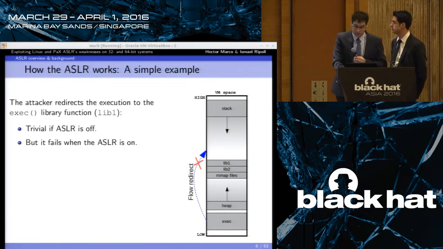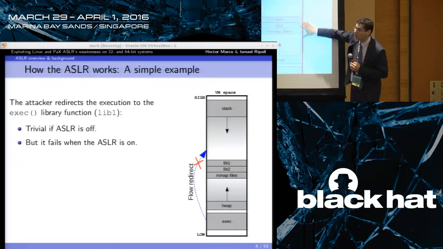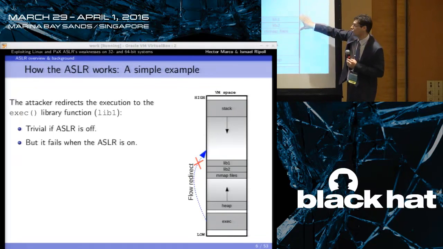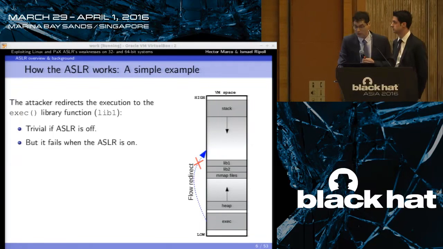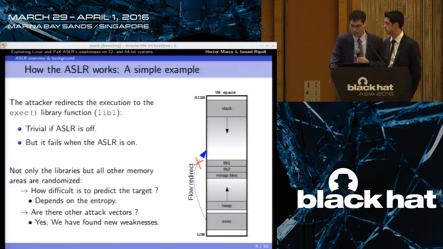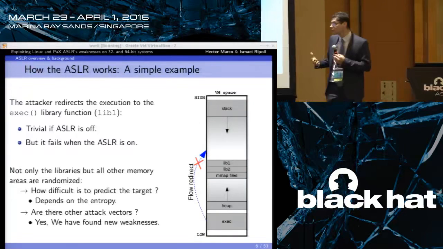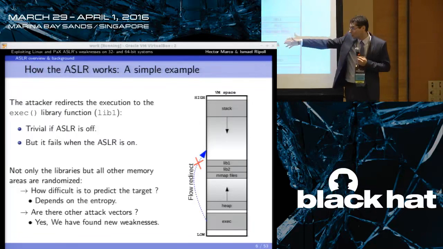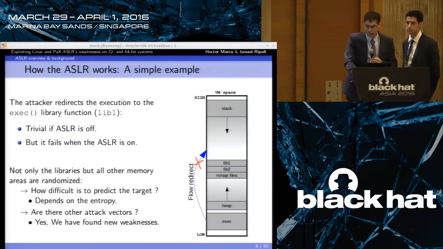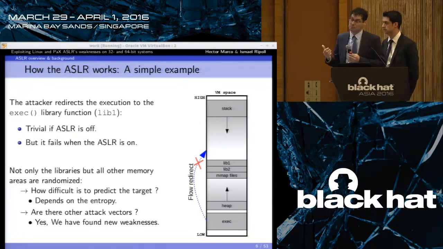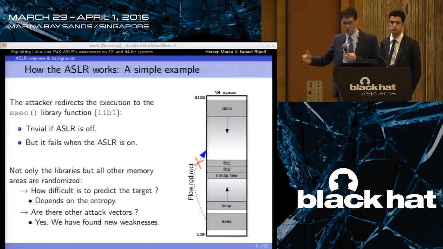But what happens when ASLR is enabled? The libraries are shifted a random amount of memory, so you don't know exactly where to jump. How much it is shifted is the entropy, the amount of entropy that a given implementation has. The general effectiveness of ASLR is how difficult it is to predict the target, and how many vectors we have. It depends not only on the number of bits of entropy, but also on some other elements that interact.